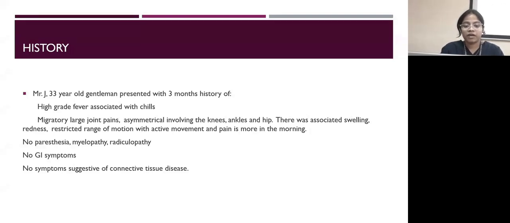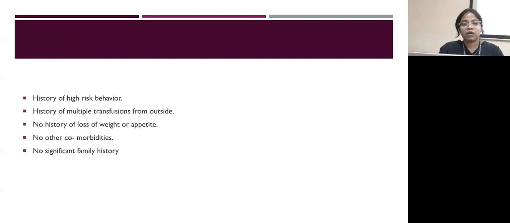But there is no history of any paresthesia, myelopathy, or radiculopathy. There are no GI symptoms, and no symptoms suggestive of any connective tissue disorder. He gives a history of high-risk behavior, and he also gives a history of multiple blood transfusions from outside, but we do not have the reports of the same. There is no history of any loss of weight and no other comorbidities present. There is no significant family history.